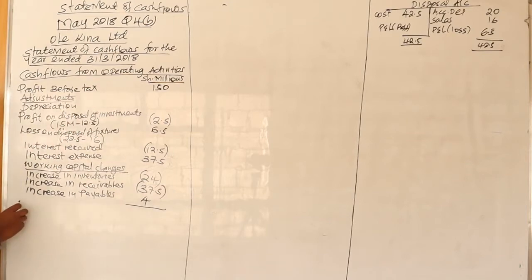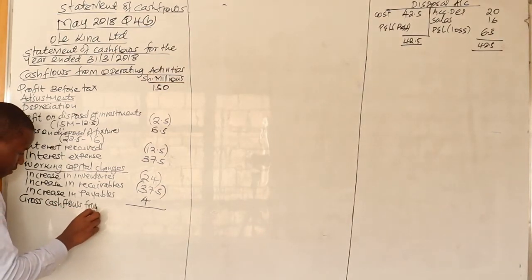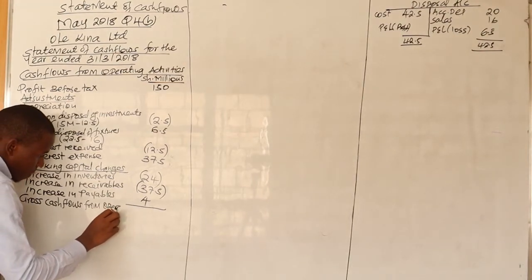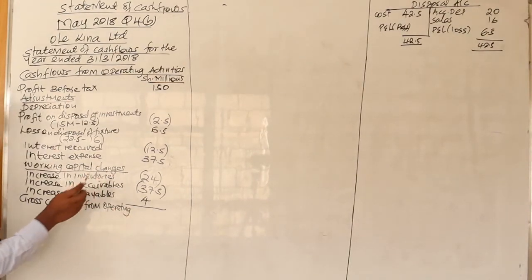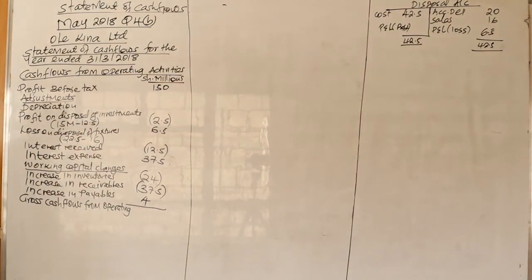And so, what you'll be able to get in this case is now the gross cash flows from operating activities. You leave it because there are some values that we are missing, we've not included.